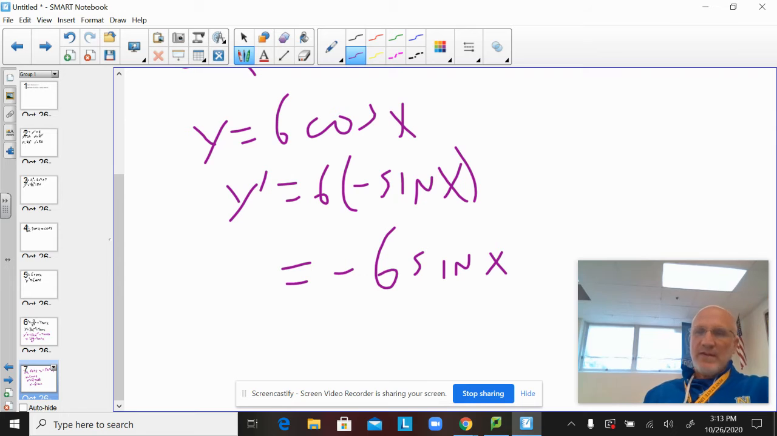And from there, everything looks like everything else. Okay. And then the third one, we're going to start talking about exponential functions, at least briefly.